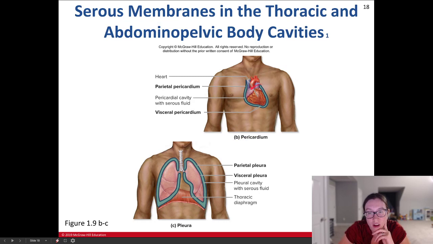So here we see the heart, and the visceral pericardium is right here connected to the heart, and the parietal pericardium is lining that pericardial cavity. Then with our pleura, we've got the visceral pleura that is right against the surface of the lungs, and the parietal pleura that's going to be right outside.